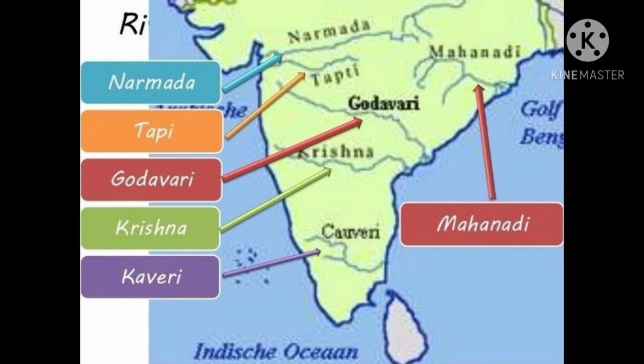Then you can see Kaveri River. It is in the southernmost part of India and it is also flowing from west to east direction. It joins the Bay of Bengal. Now observe these landforms minutely and show all of them on your map and paste this map in your notebook.